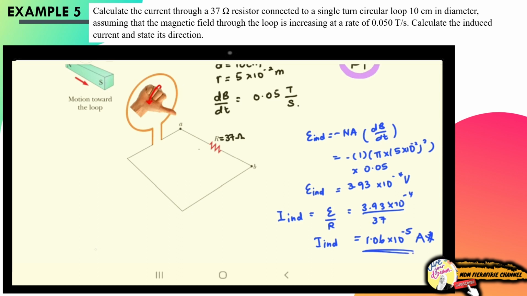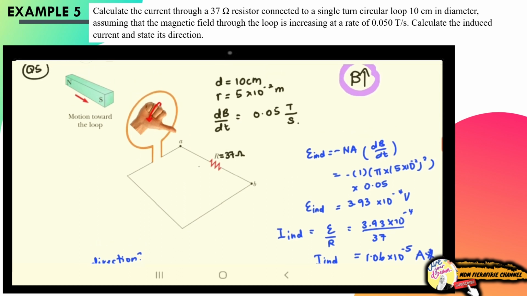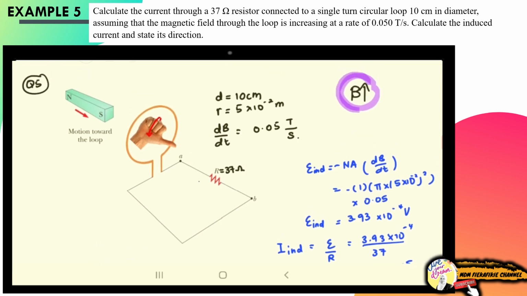Okay, but how about the direction? How about the direction of the induced current? Okay, so now let's refer to the question. Since the magnetic field is increasing, look at here, the bar magnet will move closer to this coil, or this loop. What happened? B will increase, and the induced magnetic field in the loop will try to oppose the change of the magnetic flux. So this side will be south and this side will be north.